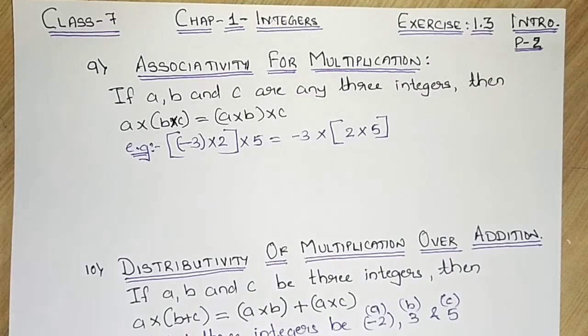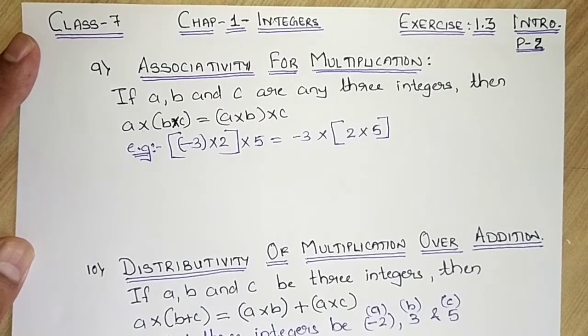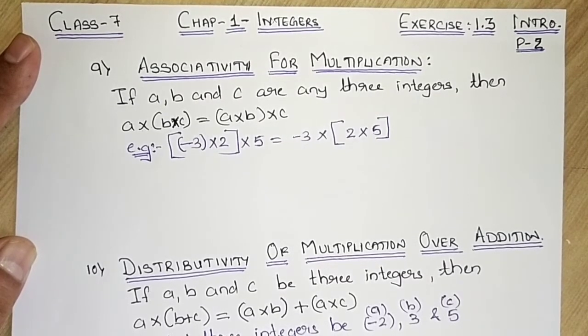Ninth number property, associativity for multiplication. What does it mean? We have already gone through the associativity for addition and subtraction. It is the same thing, but instead of addition and subtraction we will take multiplication.